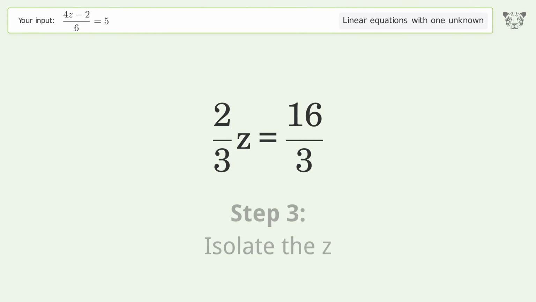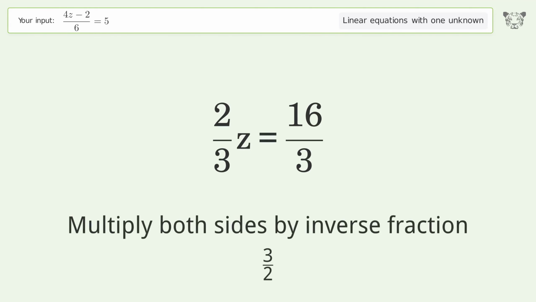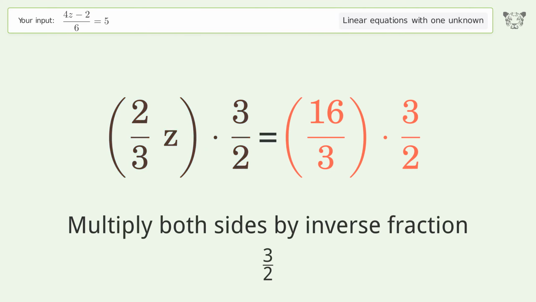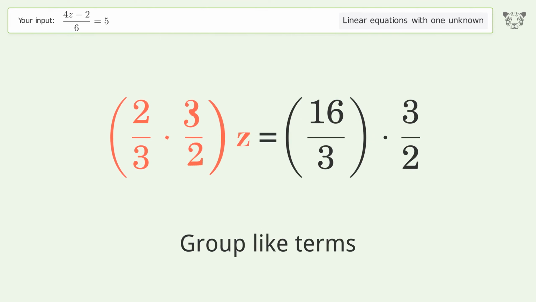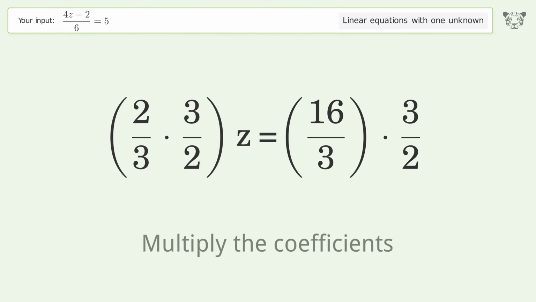Isolate the z. Multiply both sides by inverse fraction 3/2. Group like terms. Multiply the coefficients.